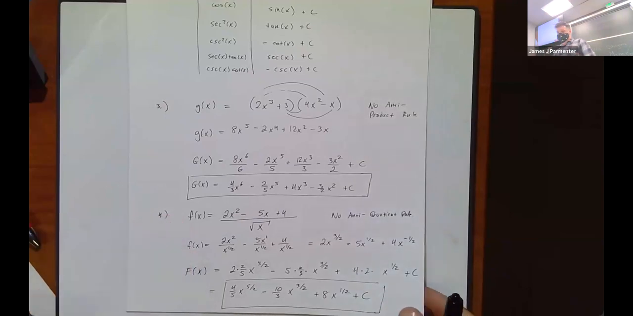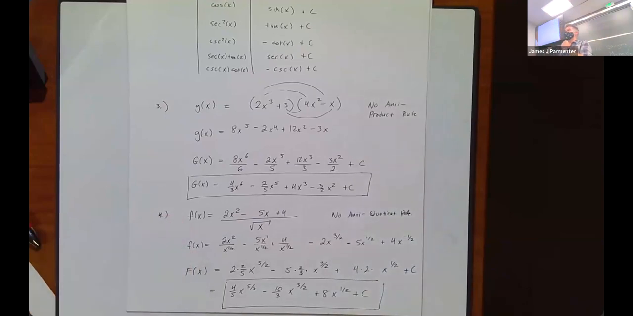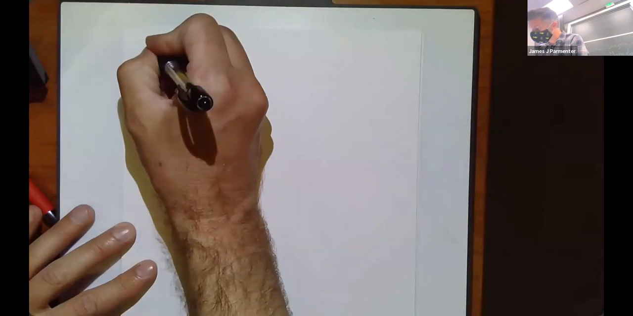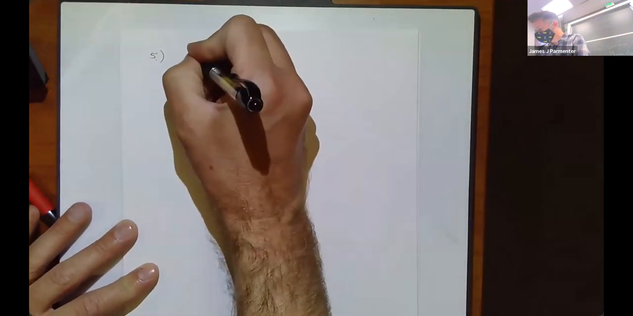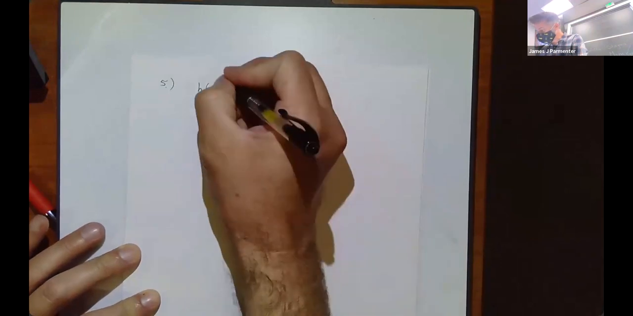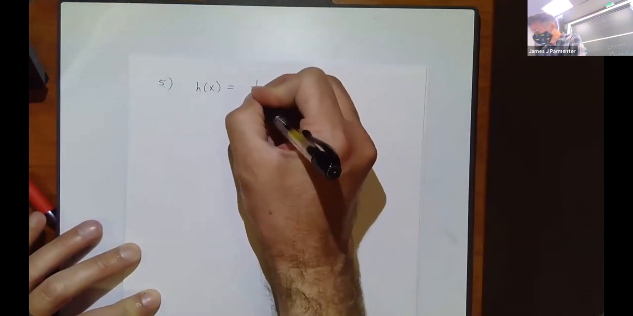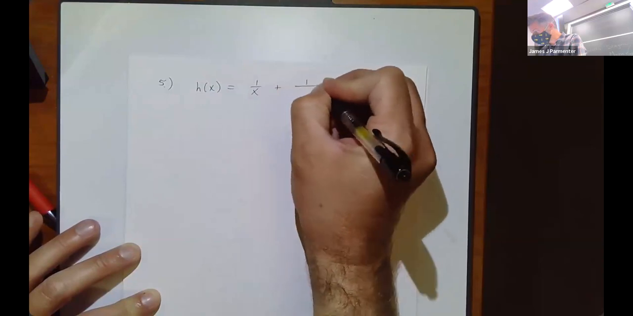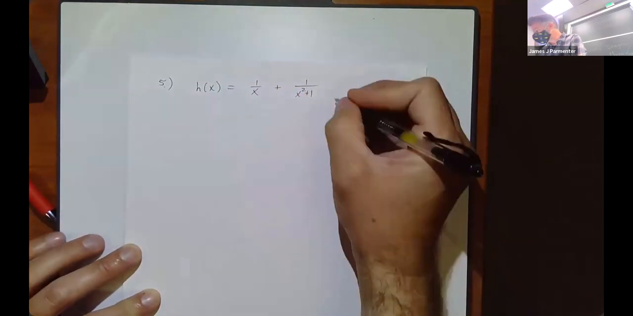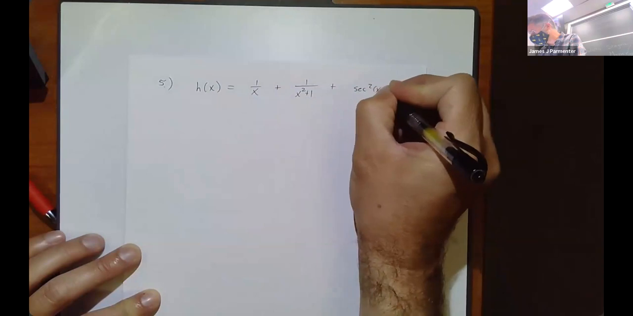All right. I think we've covered almost every type of function that you are expected to be able to differentiate or anti-differentiate, with a couple exceptions. So let's look at one more problem. Well, not just one more. I will say one more until the end of class. Let's say we want to find the antiderivative of h of x equal to 1 over x plus 1 over x squared plus 1 plus secant squared of x.